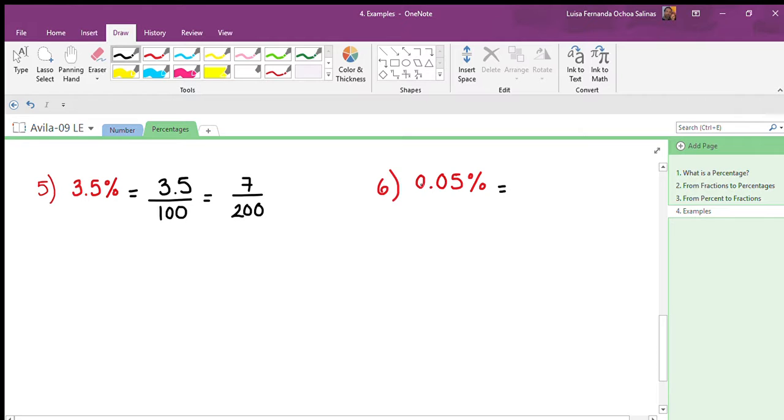Now this one, same thing, 0.05%, or 5/100ths percent. So if I do that, it's going to be 0.05 out of 100. And we use our CAS to simplify it, 0.05 over 100, and I get that this one is equal to 1 over 2000. Perfect.